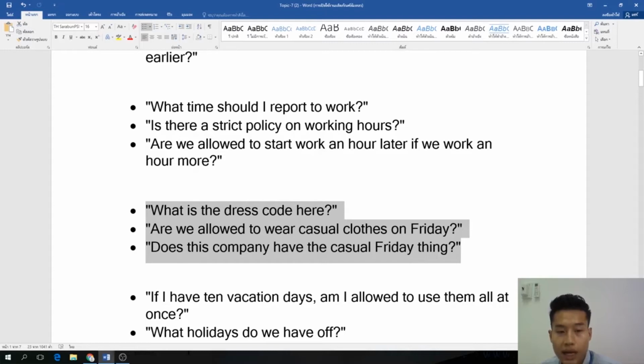What is the dress code here? Are we allowed to wear casual clothes on Friday? Does the company have a casual Friday?